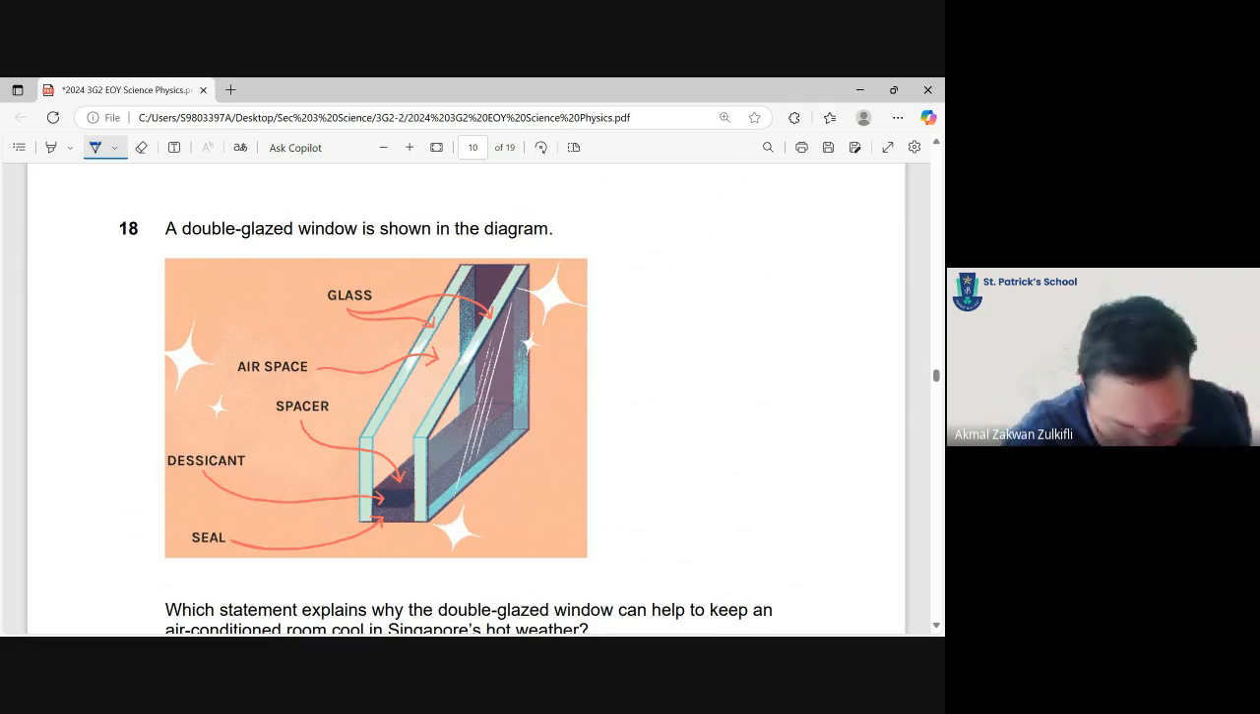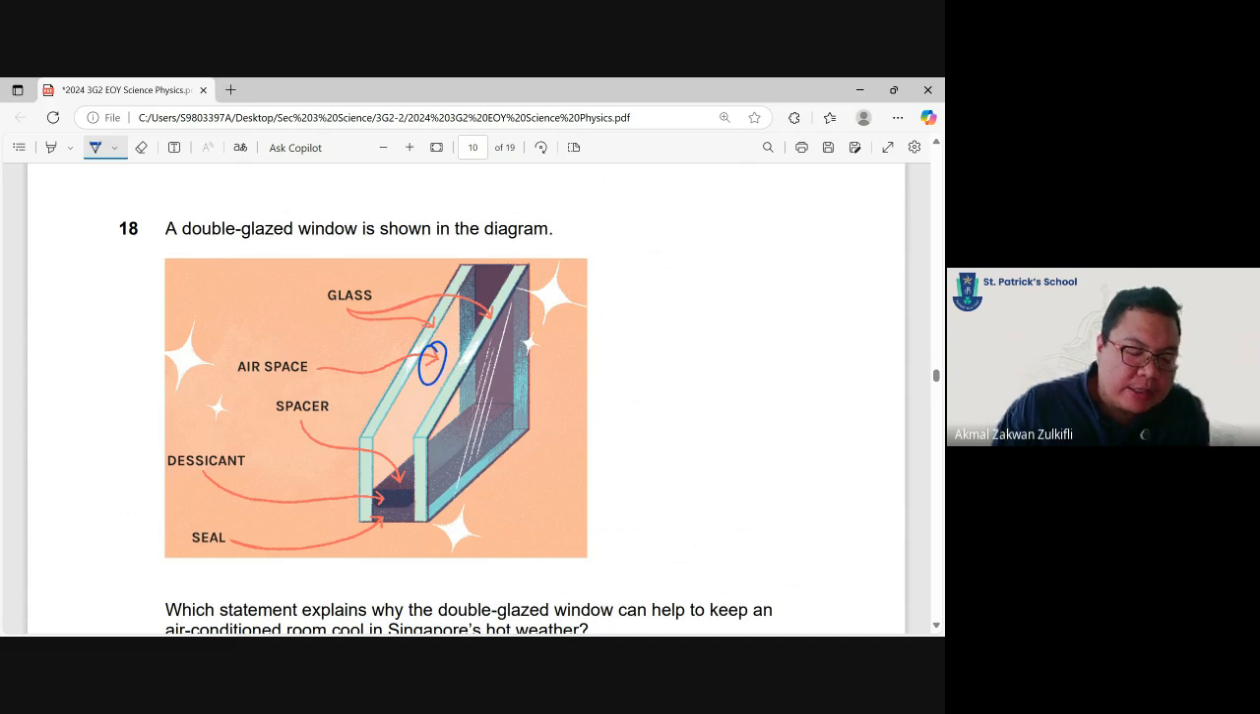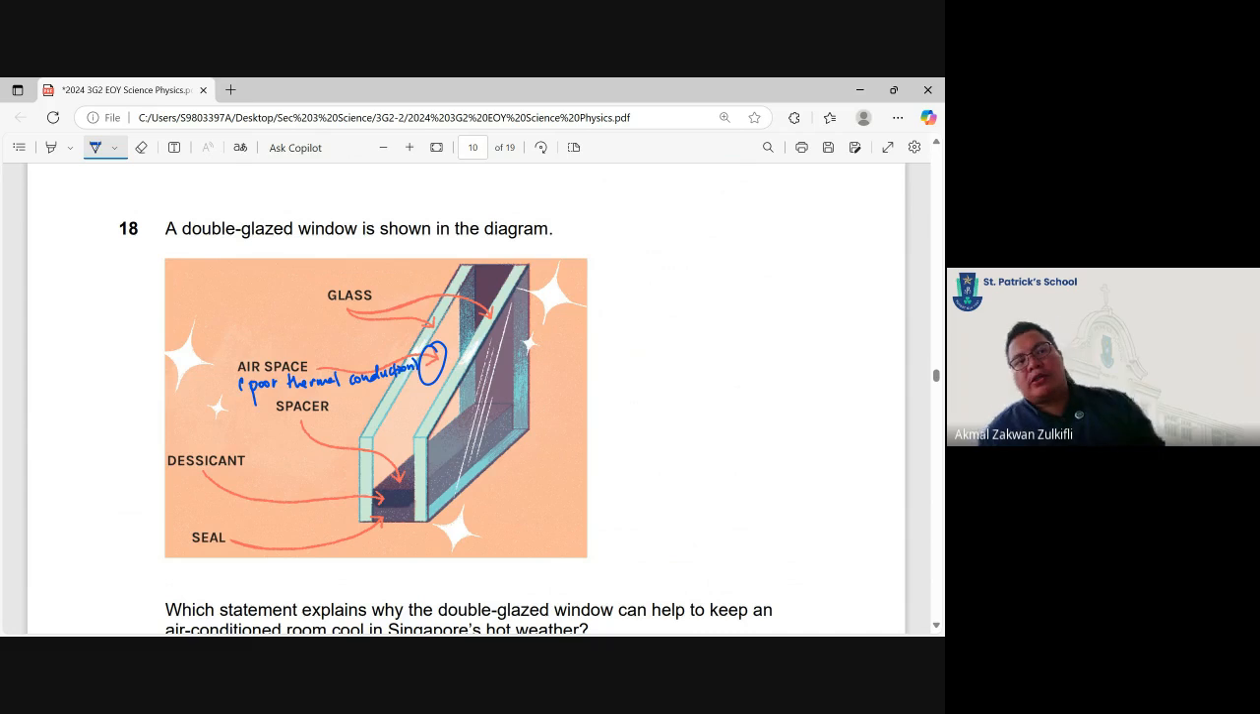Question 18. A double glazed window is shown in the diagram. Every time you see airspace, it's a very big given to you. I see air, I know like wearing fur, everything, they trap heat, right? Why wear a blanket? Because it traps air. Why is this a big given? Because every time you think of airspace, think about it being a poor thermal conductor. So we know that it goes into conduction. Okay, so probably we're going to have to talk about conduction somewhere here.